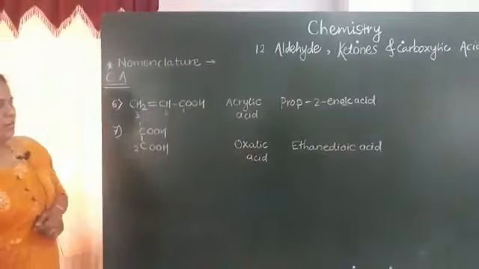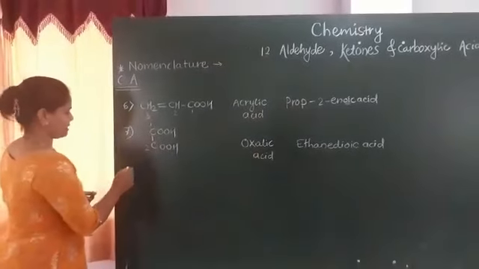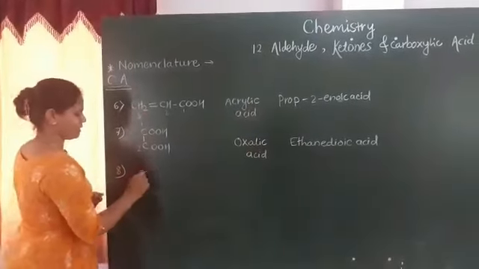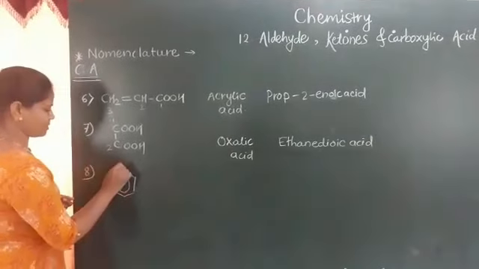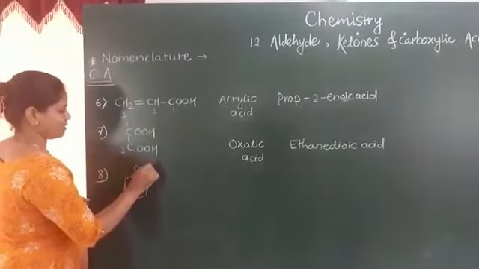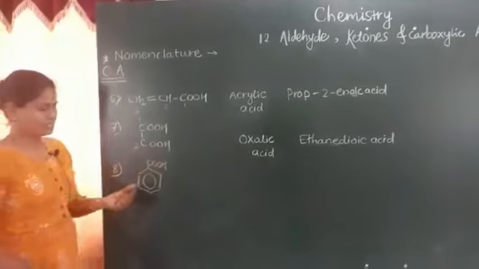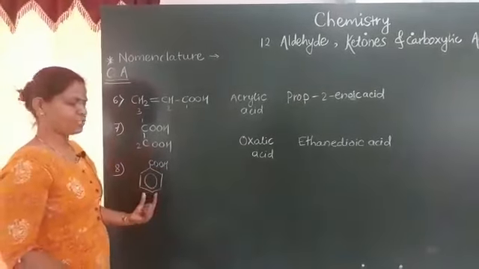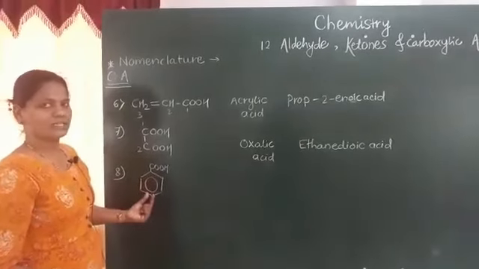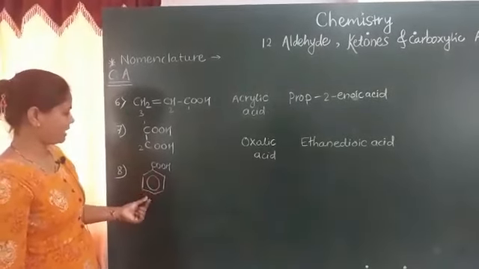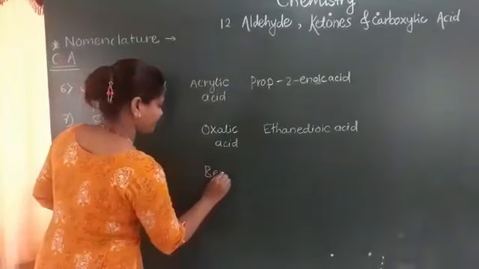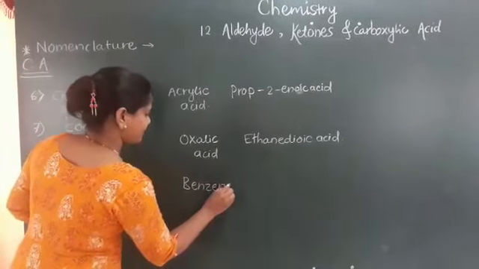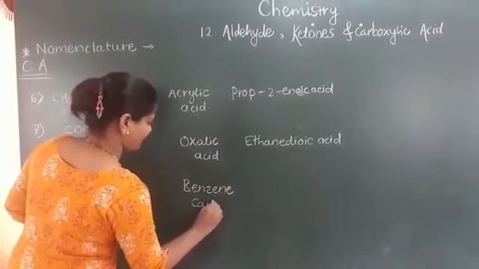Okay. Now let us see some more examples of aromatic carboxylic acid. Now why are they aromatic carboxylic acids? Because the COOH group, that is the carboxyl group, is directly attached to the benzene ring. So these are the aromatic carboxylic acids. Its common name is benzene carboxylic acid.